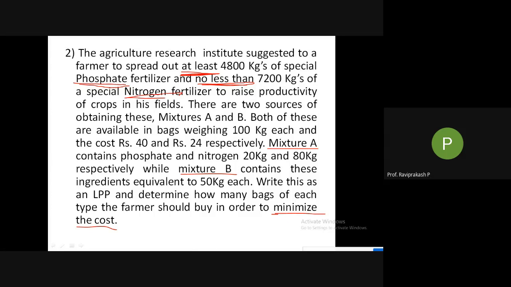So read. Minimization, they have told again, what minimization cost. So where are the costs? Costs are given, 40 and 24. This should be written in the objective function. First write what is x1, then x2, then use this 40 and 24 accordingly in your objective function. Then write min z, then subject to, s.t., first is phosphate, then it is nitrogen.